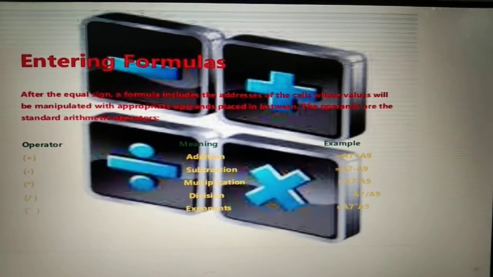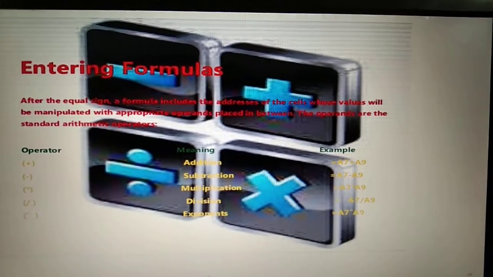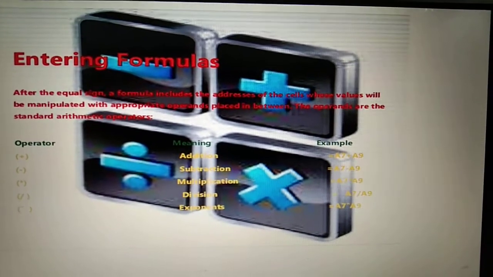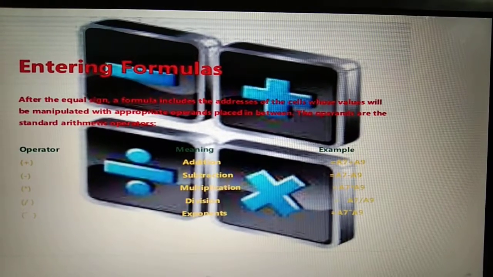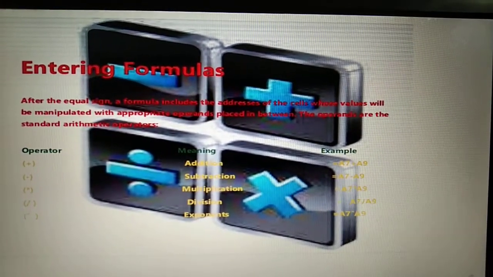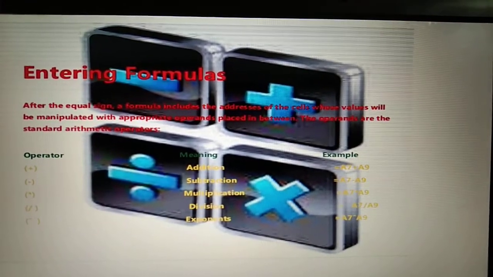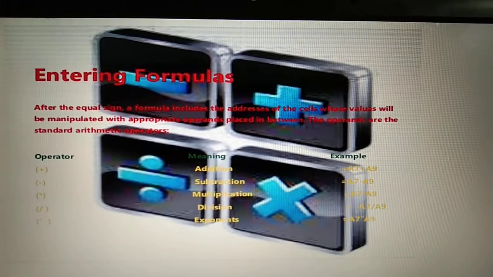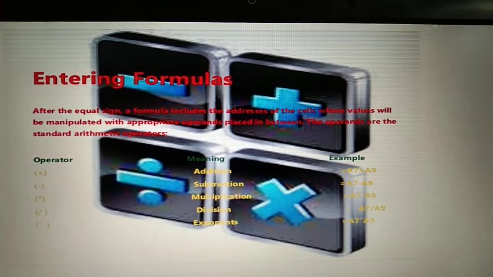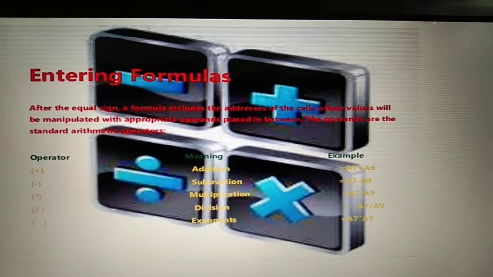There are various ways of entering formulas in MS Excel. These are called the operators. Here we can use different types of operators like addition, subtraction, multiplication, division and exponents. These have their own different features in MS Excel.